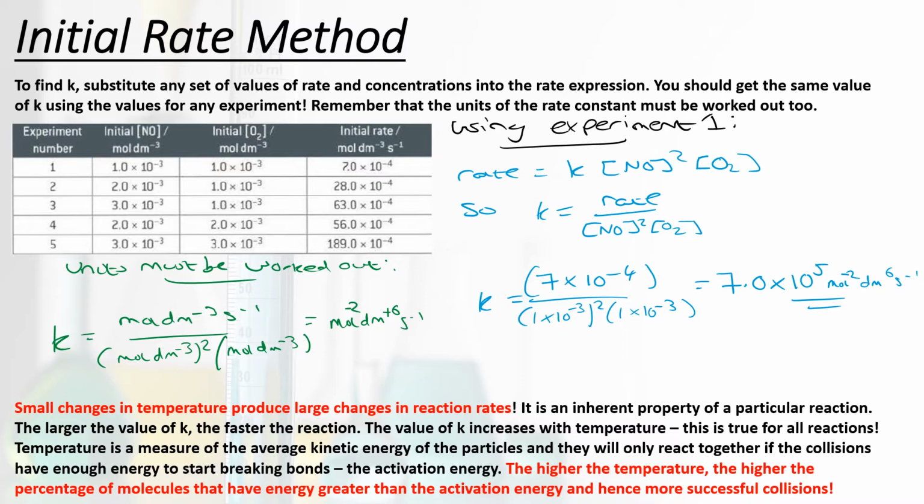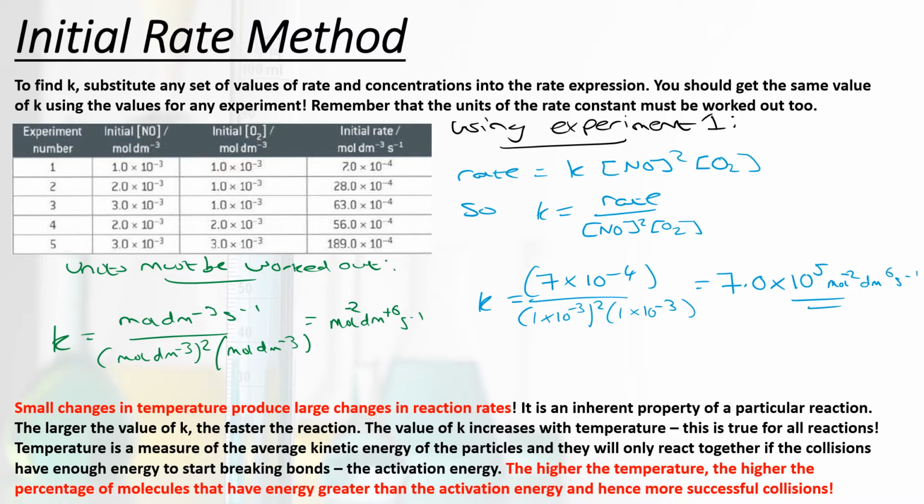We had our rate law of rate equals K NO squared oxygen. I'm going to rearrange for K. So to do this, I have to divide by the concentrations on both sides. And so I get that K is the rate divided by the concentration of NO squared and the concentration of oxygen. Then I'm going to take my numbers from experiment 1, just plug them straight into the equation, and I end up with an answer of 7 times 10 to the 5.